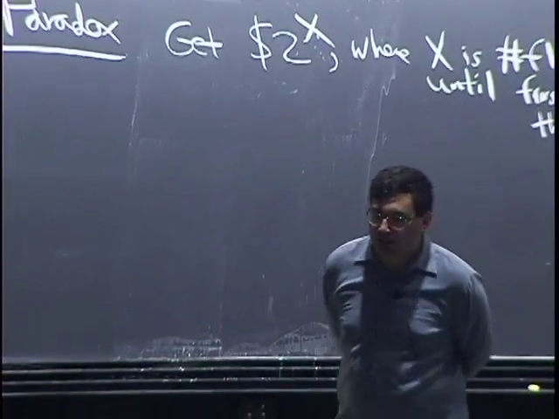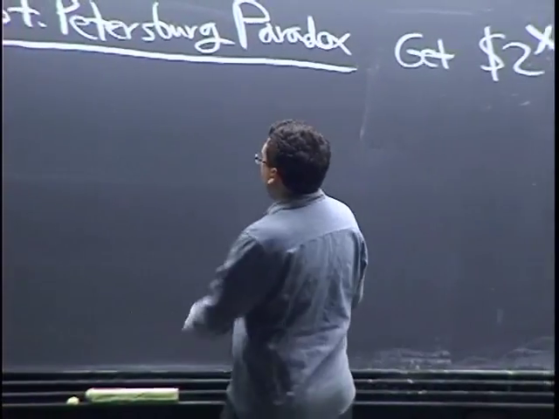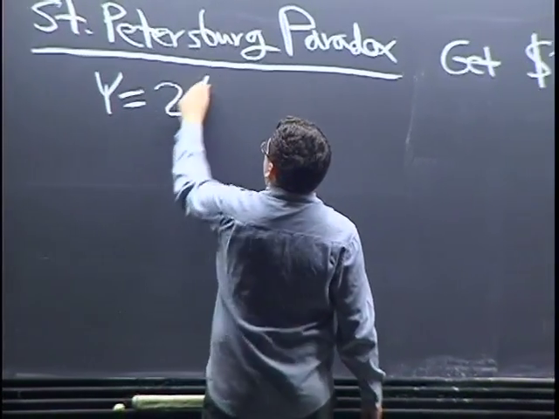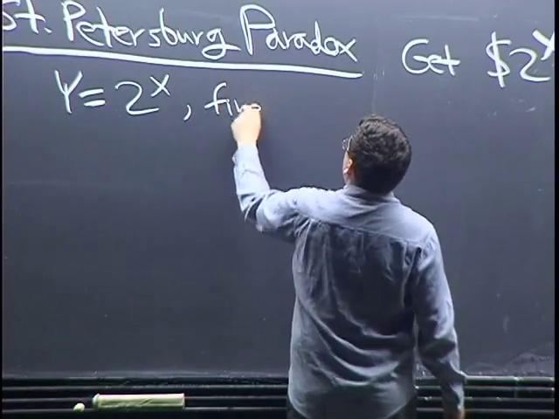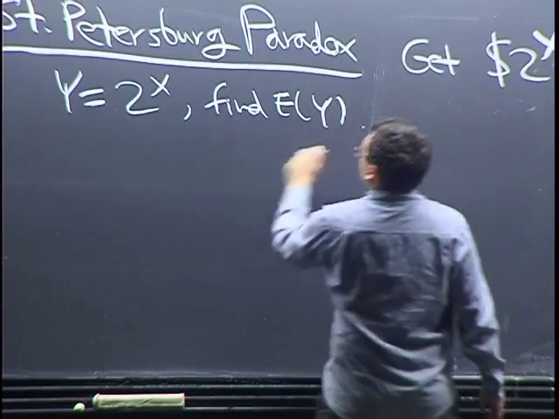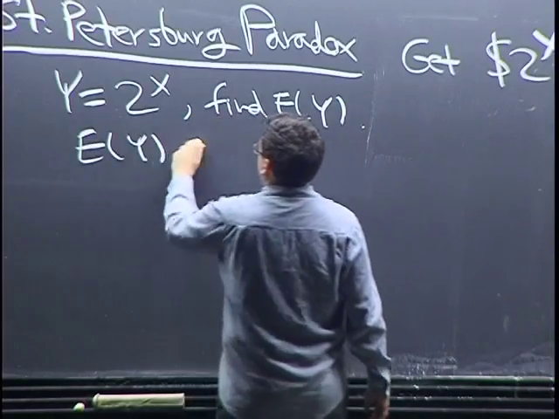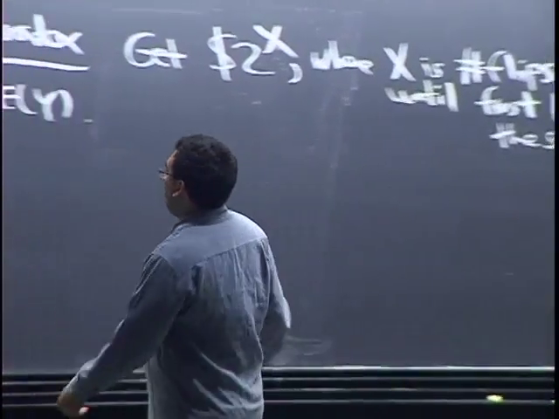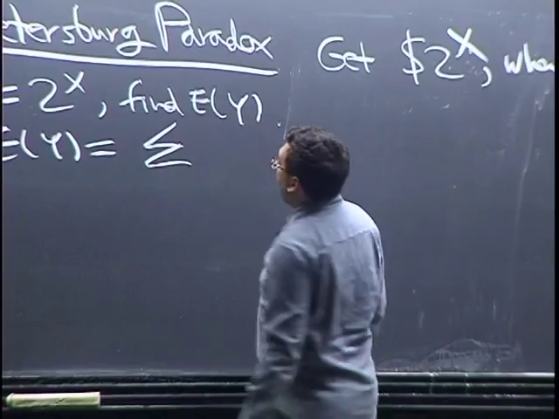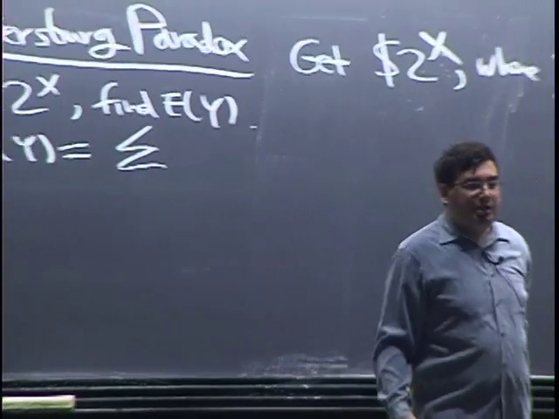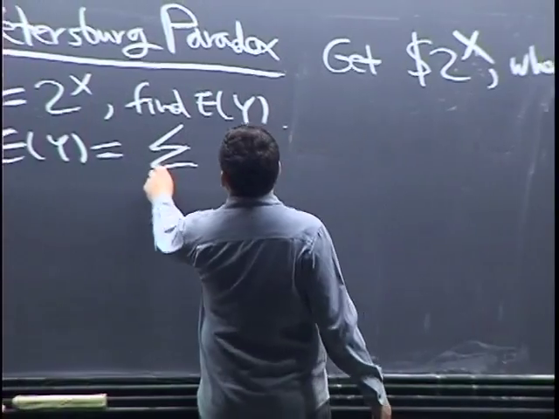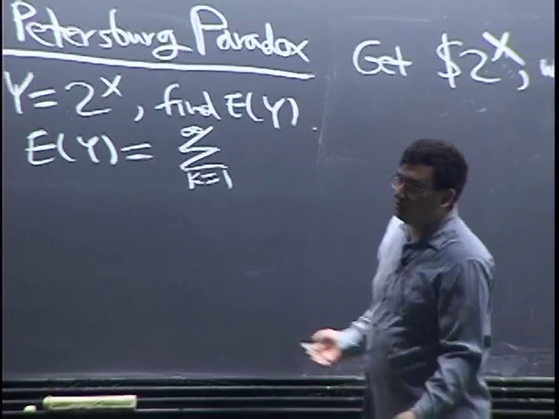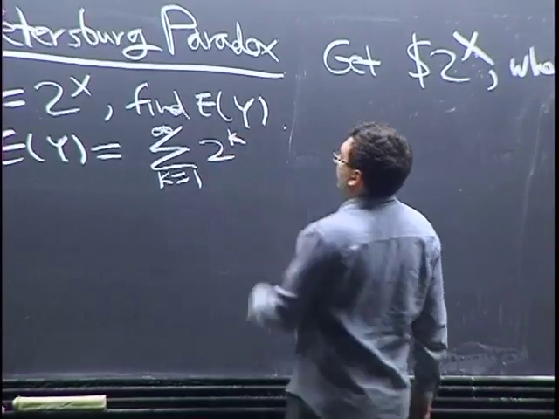Now let's do the calculation. What is the expected value? So let y equal 2 to the x. That's your payoff, and we want to find the expected value of y. Well, that's pretty easy by the definition. The expected value of y, all we have to do is sum up the value times the probability of that value. Now in this case, y is always a power of 2, right? So we're going to sum over all powers of 2. So we're going to sum k equals 1 to infinity. The value it could take is 2 to the k for some k, right?